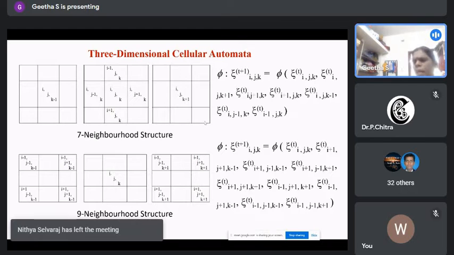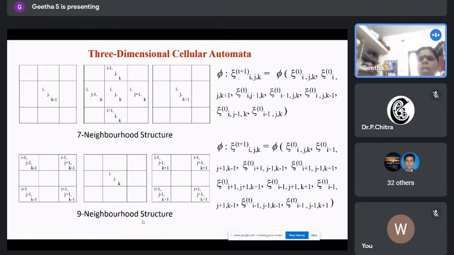So, generated for another pattern. At the same time, the 9-neighborhood structure is I, J, K. The central cell is executed. Previous cells: I minus 1, J minus 1, K minus 1; I plus 1, J minus 1, K minus 1; I plus 1, J plus 1, K minus 1; K plus 1; I minus 1, J plus 1, and then K minus 1. So this one, I minus 1, J minus 1, K plus 1. So the 9 values are changed at the time of T plus 1.